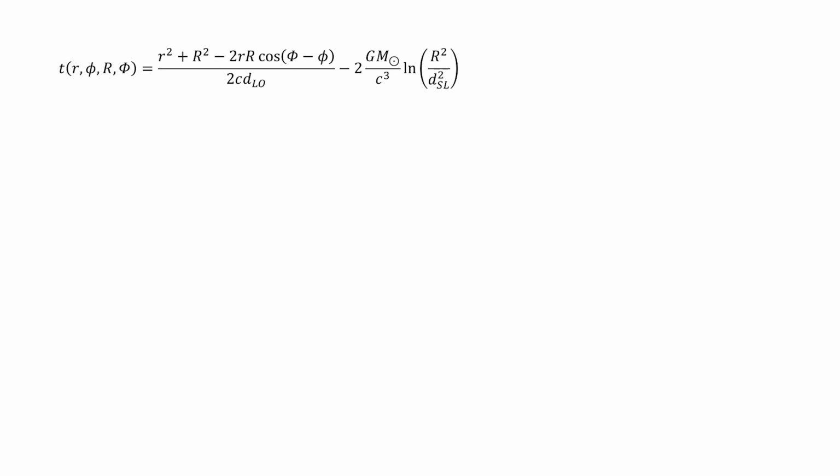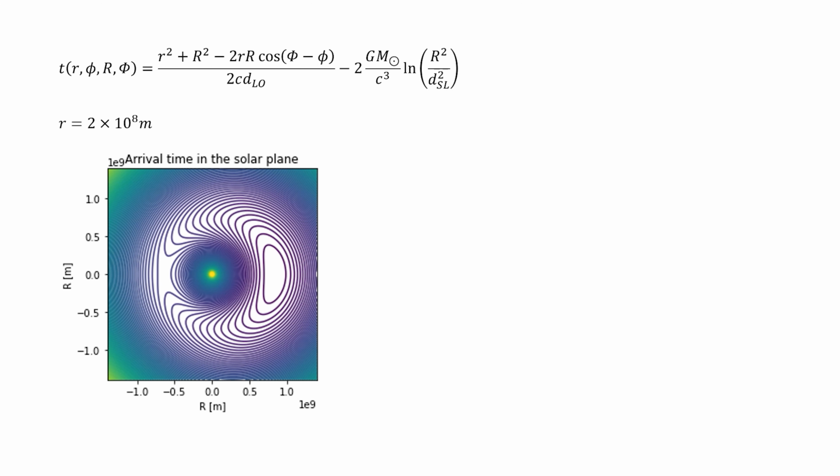Let's try to understand better why this form of the arrival time equation is useful. With this arrival time equation, we already have a lot of information about the behavior of the light in the observer plane and in the solar plane. For example, for a specific value of small r, let's say 2 times 10 to the power of 8 meters, we can plot the arrival time of the light in the solar plane as a function of capital R. The arrival time of the light is closely connected to the phase of the light, so in this plot we can actually see the phase change of the light.